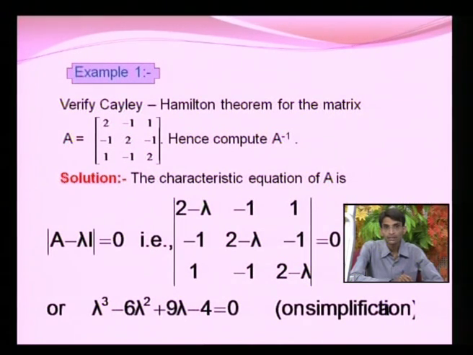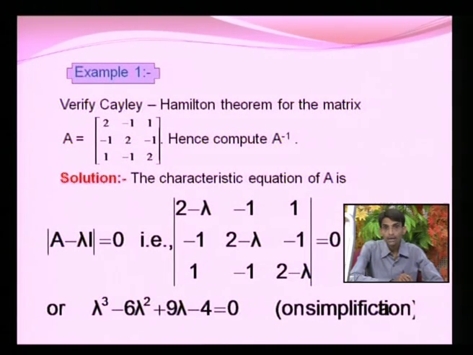By simplifying this one, we all know how to simplify the determinant, how to expand the determinant. So by expanding this 3 cross 3 determinant, we will get lambda cube minus 6 lambda square plus 9 lambda minus 4 is equal to 0. And the simplification of this is on the students.